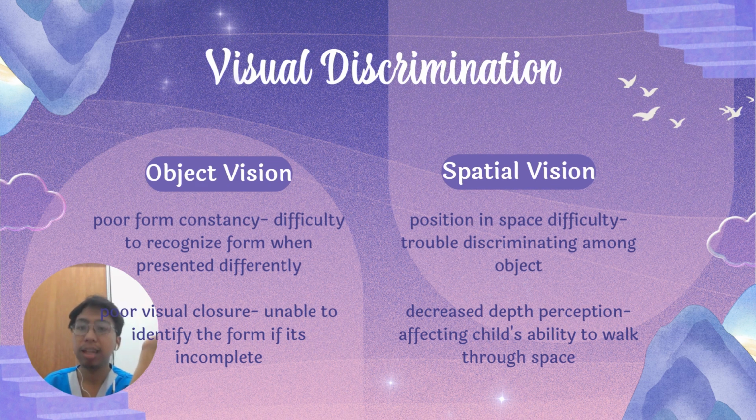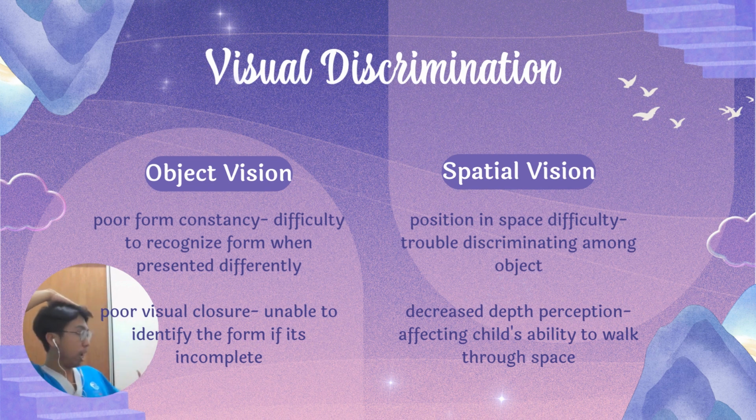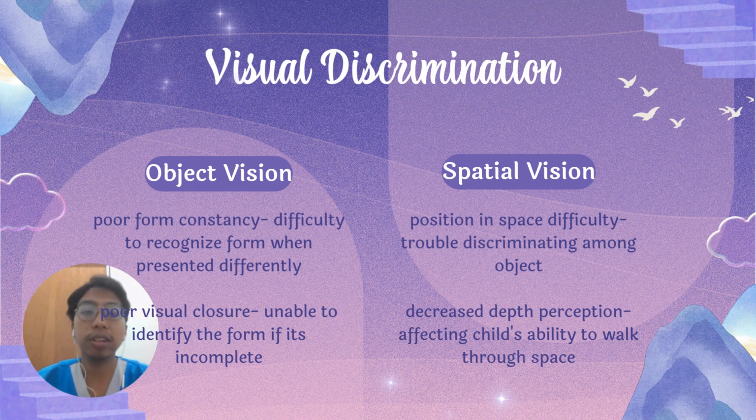Next is spatial vision, where there are two things I want to talk about: position in space difficulty and also decreased depth perception. Spatial vision is the ability to discriminate ourselves from the space around us. For example, in the room in this room, how can I identify how far away I am from this wall? So yes, position in space difficulty equals trouble discriminating among objects.